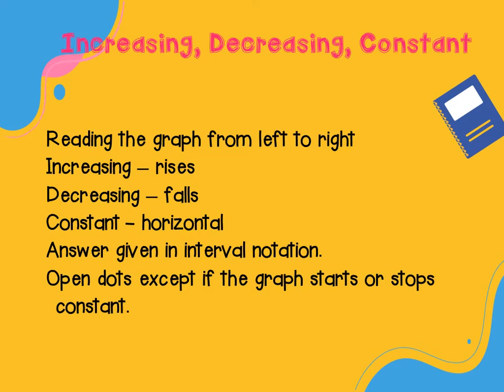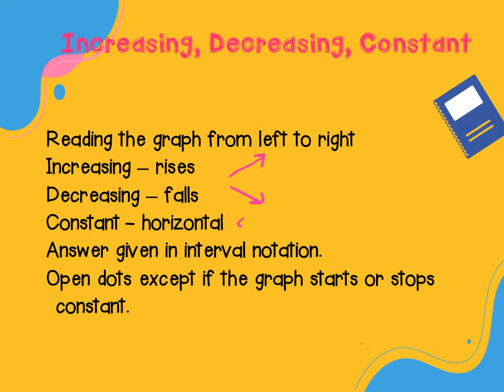We're also going to read something called increasing, decreasing, constant behavior from a graph. So when you're reading the graph, again, you're going from left to right. So all of these, we're looking at it from left to right, okay? Which means the smaller value is always going to come first in my interval notation. As I'm looking from left to right, I'm looking to see if it increases. So if my line is rising as I move from left to right, that's called increasing. If it's falling from left to right, then it's decreasing, just like positive slope, negative slope.